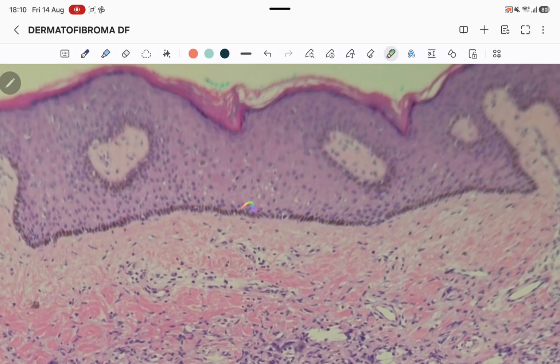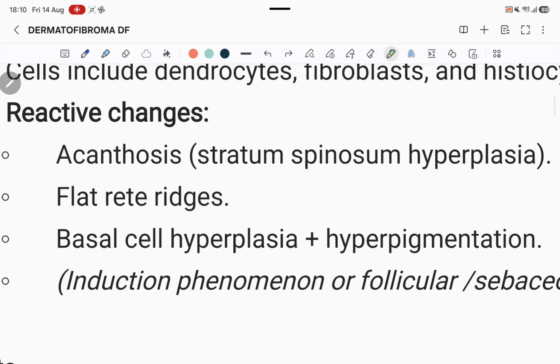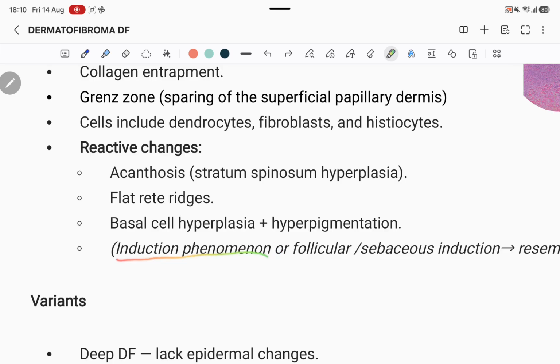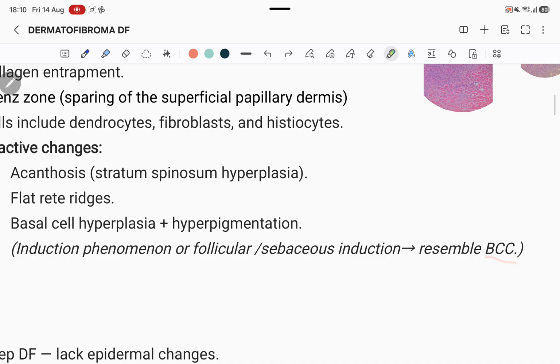Another thing, if you can notice it in here, there is a lot of pigment, and there is sometimes hyperplasia of this layer, which is the basal layer. So the basal layer sometimes goes through hyperplasia, and it can have hyperpigmentation. Now this is part of the induction phenomenon, and induction phenomenon means exactly what I've mentioned: hyperpigmentation, too much pigment in the basal layer, and basal cell hyperplasia. The problem with that is that it resembles basal cell carcinoma, BCC.